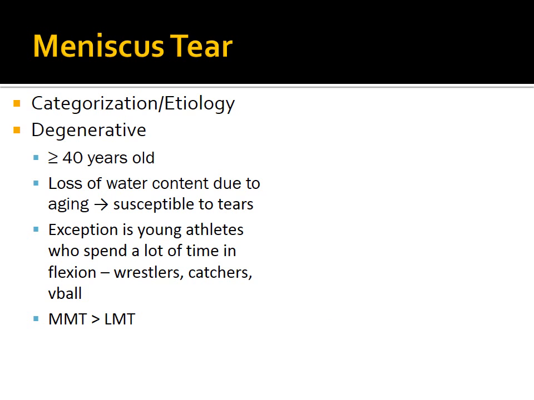So let's move on to meniscus tears. Meniscus tears are best thought of as two main categories, degenerative and non-degenerative tears. Degenerative tears typically affect patients over the age of 40, where long-standing changes in the quality of the meniscus eventually lead to a symptomatic tear.